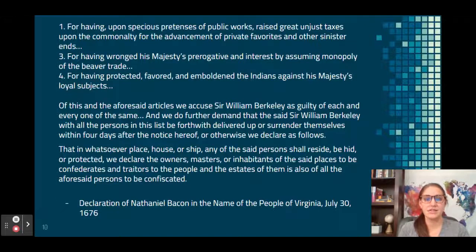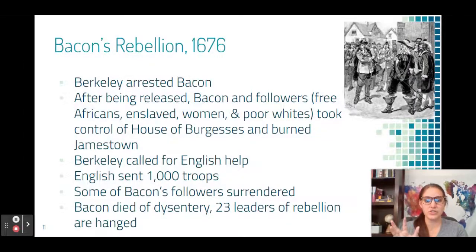And he's going to say that he has raised unjust taxes. He's advanced only the interests of a few favorite people. He has assumed a monopoly on the beaver trade. He has protected American Indians. And for these reasons, he is guilty, and they require that Berkeley surrender himself, and if not, he will be considered a traitor. So he issues this declaration, and then he and his followers go on to attack the House of Burgesses. That's where the government was located, and burned down Jamestown.